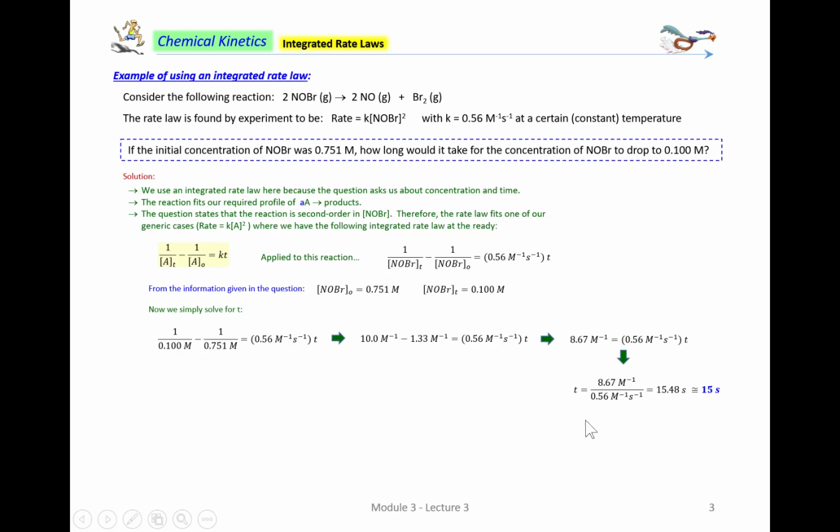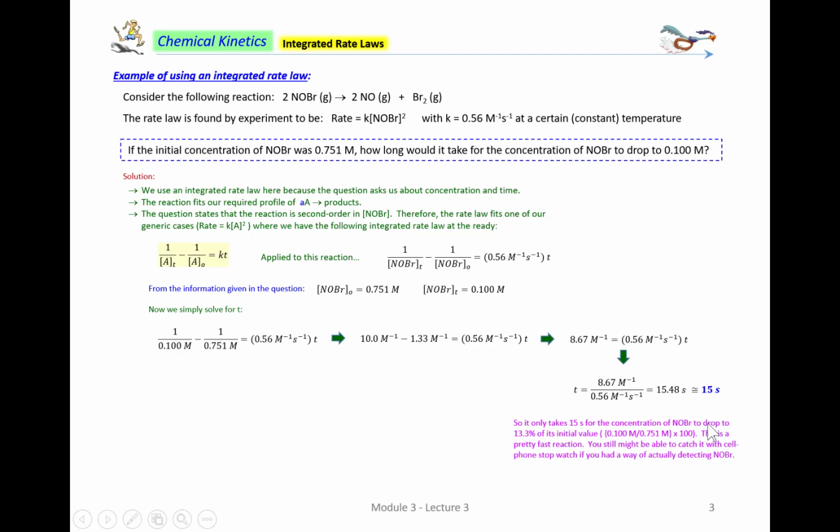So what we're saying is that it would take 15 seconds for the concentration of NOBr to drop from its initial value of 0.751 to a value of 0.1. That, by the way, would be down to about 13.3% of its initial value. So if we started with 0.751 and ended up with 0.1, 0.1 is 13.3% of what we started with. So we'd say in 15 seconds, the concentration of NOBr drops to 13.3% of its initial value.